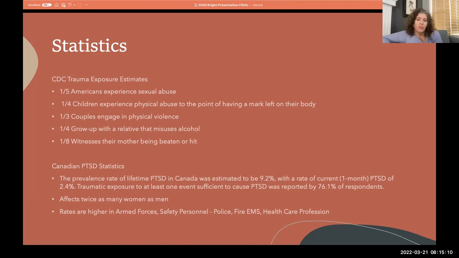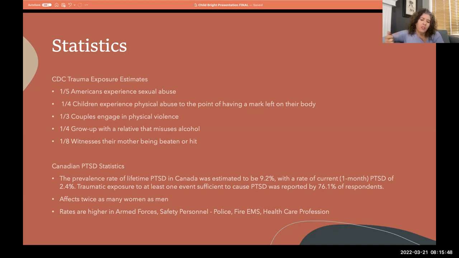In Canada, the rate of post-traumatic stress syndrome over a lifetime is about 9% of the population, and about 2.5% experience some current symptoms of that in any given month. And over 76% of Canadians have experienced an event that is sufficient enough to cause PTSD. Further, a 2-year Canadian study completed in 2017 indicates that just over 44% of the participants who were public safety personnel, so police, fire, EMS, reported clinically significant symptoms consistent with one or more mental disorders, and about 23% showed some symptoms of PTSD.